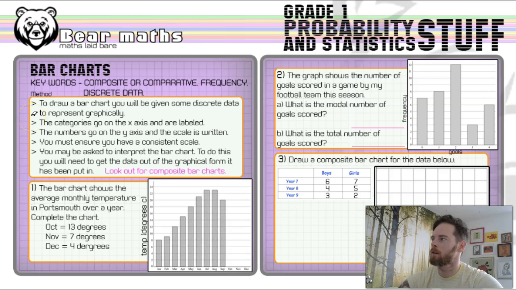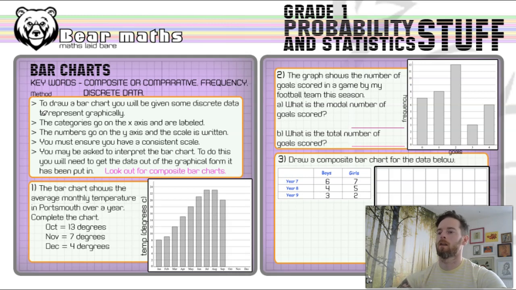This one is on bar charts and I've got some keywords for you. Composite or comparative, frequency and discrete data all sound quite complicated, but what we mean by composite is when two or more things are stuck together, and comparative means when you're weighing one thing up against another. So composite or comparative bar charts are ones that are dual bar charts.